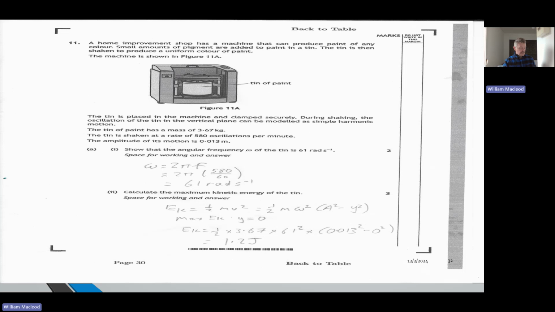Calculate the maximum kinetic energy. Well, you would use this equation there. You've got half the mass times angular frequency squared times a squared minus y squared. So at the maximum kinetic energy, the y would be 0, wouldn't it? So that means the maximum kinetic energy is 1.2 joules, which is also the maximum energy.